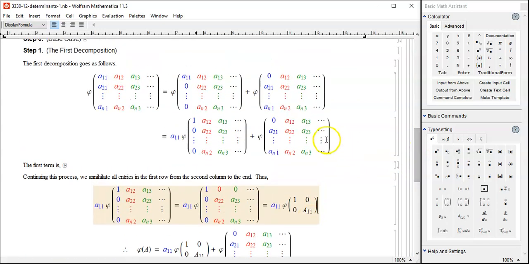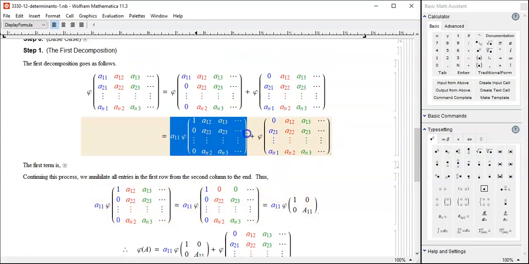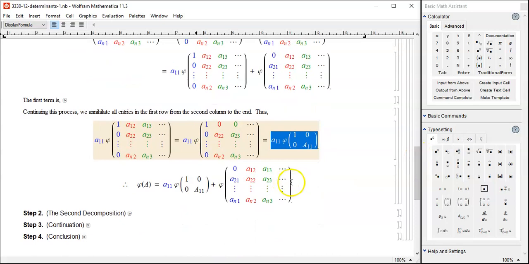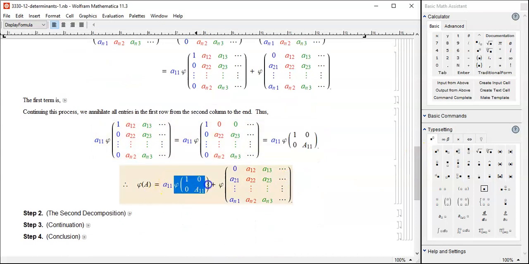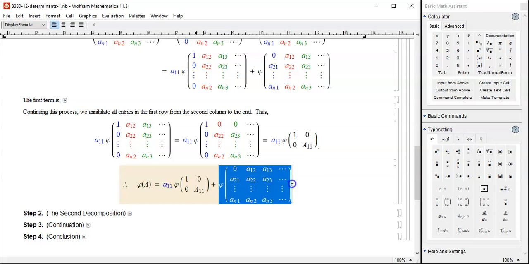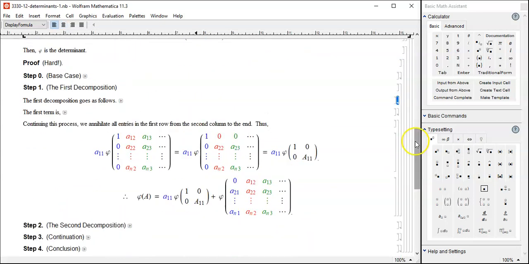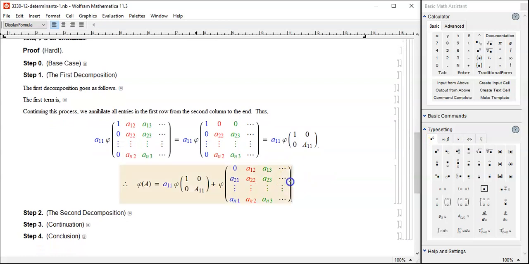And then if I go back to the original decomposition, this became that. So we can write like this: A11 times this expression times phi of this. That's the final expression. Not the final expression. There are many more things to do. Excuse me. Okay, anyway, this is what we got.